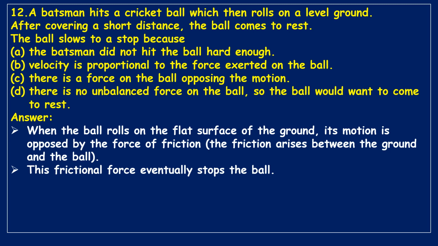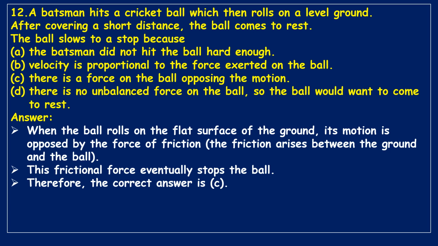Therefore, the correct answer is C. What is the correct answer? There is a force on the ball opposing the motion. That force is called frictional force. If the surface of the level ground is lubricated, that means a smooth surface, lubricated with oil or some other lubricant, the friction between the ball and the ground will reduce, which will enable the ball to roll a longer distance. But here the ground or the pitch is not a smooth surface.